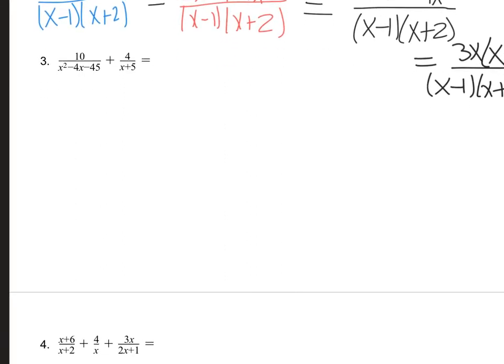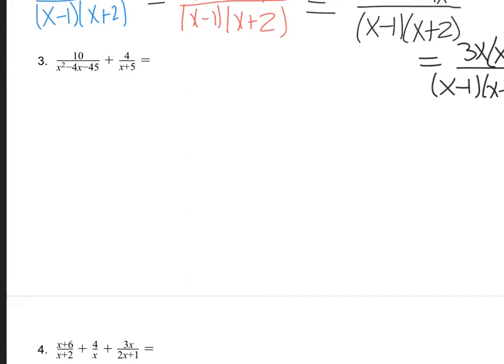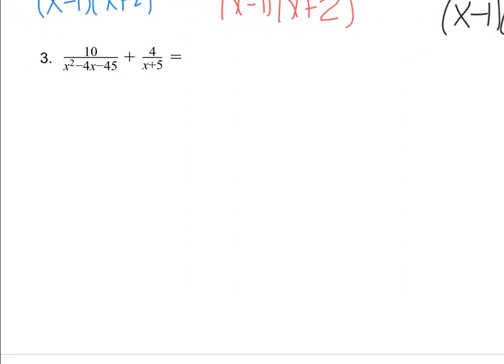This one's going to be a little bit more like the end of Tuesday's video. This denominator, let's zoom in a little bit here. I have x squared minus 4x minus 45, and I have an x plus 5. Let's simplify this so that we can have a better understanding of what we can multiply x plus 5 by to get equal to that.